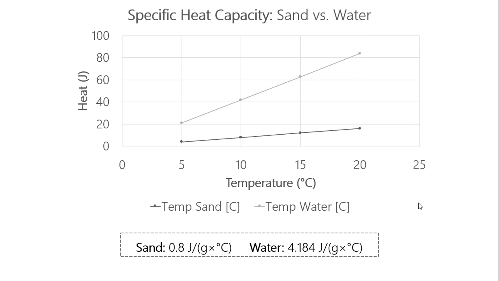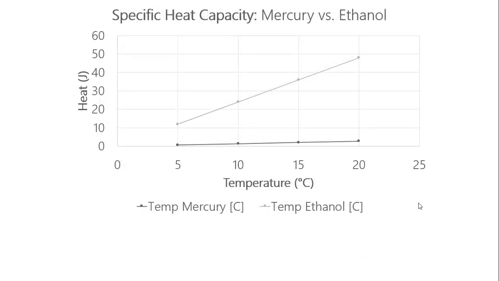But it works the same way. Let's look at another example. Mercury and ethanol are both substances you can use in a thermometer, but they have different specific heat capacities, which could affect the choice that you make and what thermometer you use.